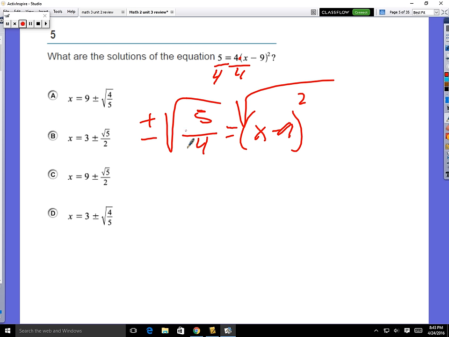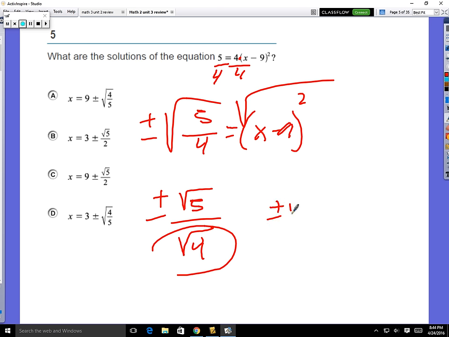You cannot have a fraction under the radical. So that is the same thing as that. You can take the radical to the numerator and the denominator. And then the denominator, you cannot have a radical in the denominator, but we're lucky because that is not a square root of 4, that's a whole number. So you got plus or minus square root of 5 on top, on bottom you got 2. And that square and radical undo, so you got x minus 9.